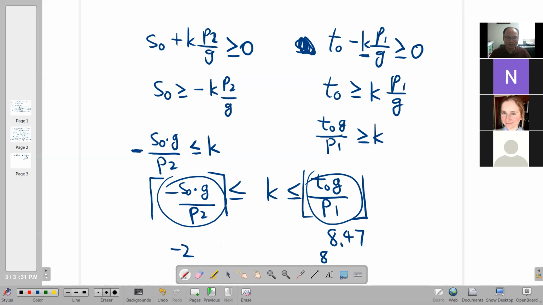If you figure out that this is true, then all you have to do is go back to this formula and plug in K equals -2, -1, 0, 1, 2, 3, 4, 5, 6, 7, 8, and that will be all your answers. And that's it.